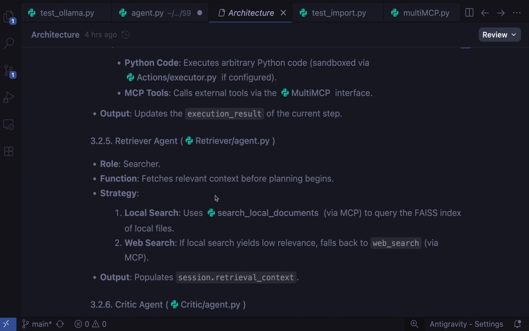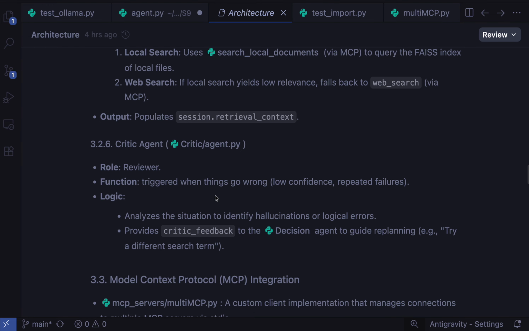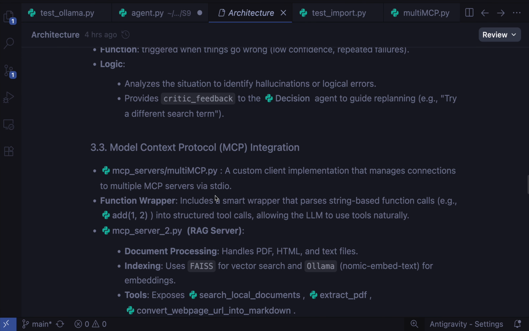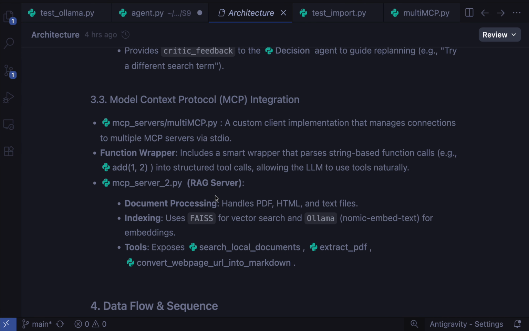Then the retriever agent goes and finds the details either from local documents or the web. Then you have a critic agent, to ensure there is no error, no failure, and to check what exactly is happening, whether the result is right or wrong. The critic agent is called by the coordinator at multiple places to find out whether the results are right or wrong.